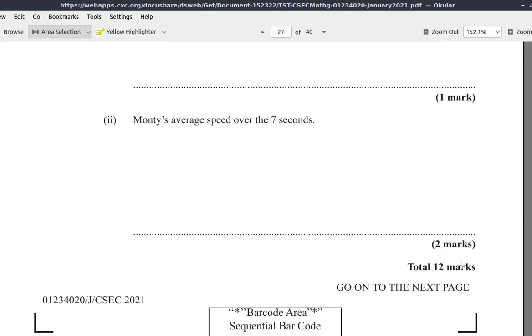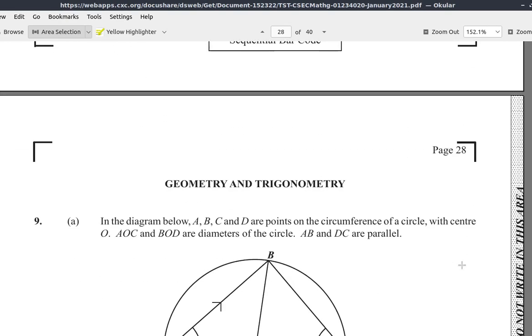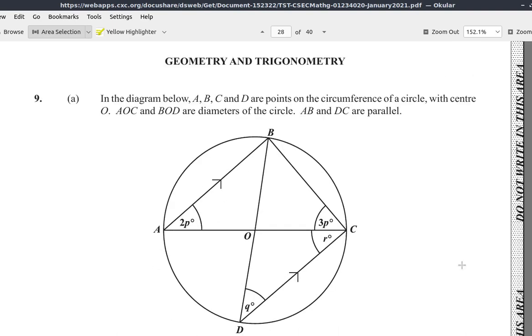Alright, what else is there? Oh, good. This is the end of question 8. And next time we look at question 9.